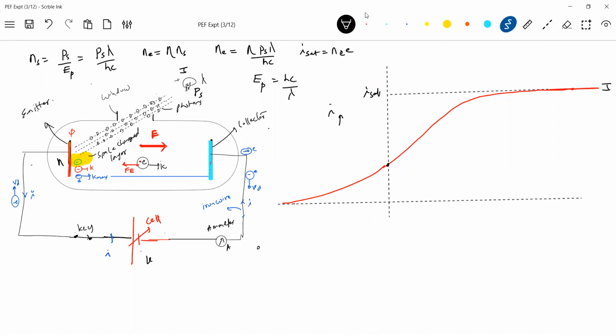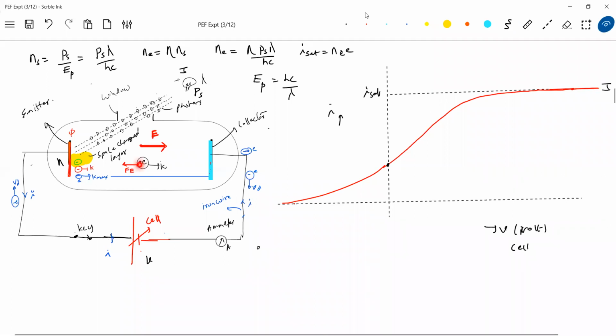So we have already given that. Now I'm going to the potential difference that is applied across the cell. Now tell me how E bar will be. E bar will be towards the right. Now the ejected photoelectron, in what direction does the electrostatic force act? Towards the left, no?